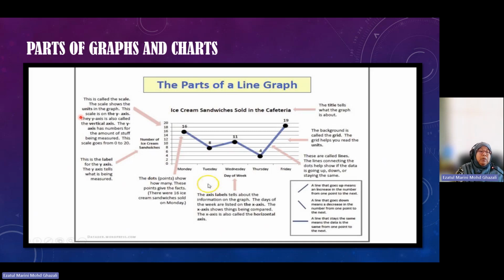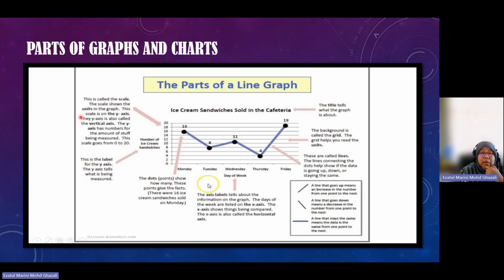And we can also call this the y-axis, and normally it is arranged vertically. Normally the y-axis has numbers for the amount of stuff being measured, and then this scale goes from 0, in this case of the line graph that I'm showing you, to 20.